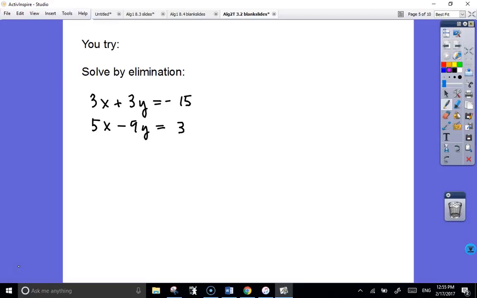Okay, so which variable was it most likely that you want to cancel? The x's or the y's? Probably the y's, because it only takes one multiplication. And I would almost for sure think you'd probably want to multiply this one by 3, right? Did anybody do anything different? Anybody multiply by negative 3? Either way is fine. So here's our equivalent system.